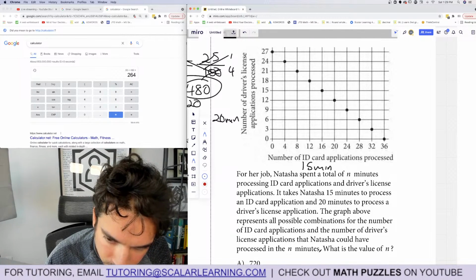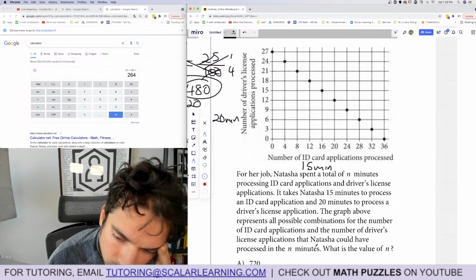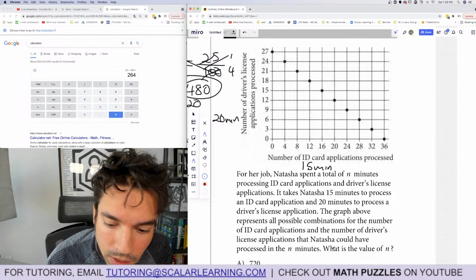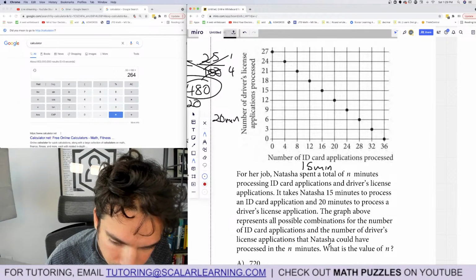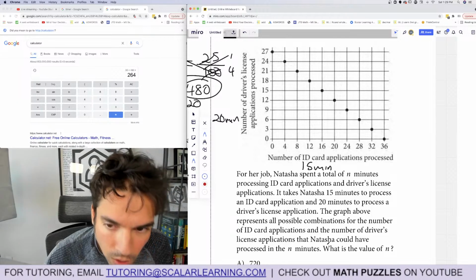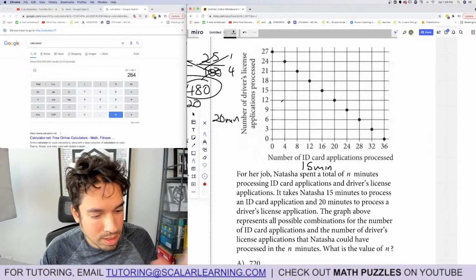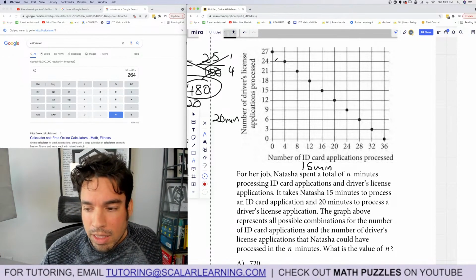Hold on. Which could have... that Natasha could have processed in 10 minutes. Wait. Oh, it's probably the same. Oh, I get it. It's the same every time. I was like, wait a minute. Well, it could be multiple. No, it's not. I can choose any of these values.